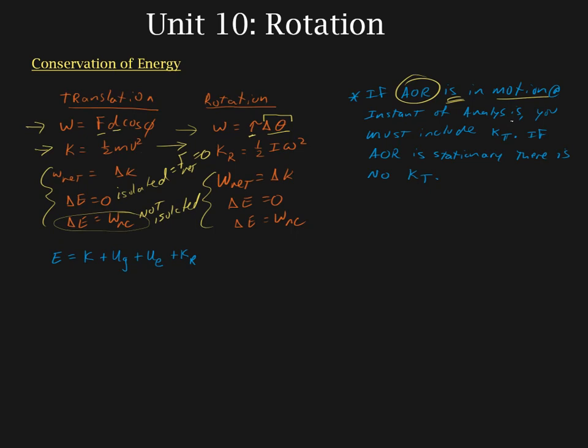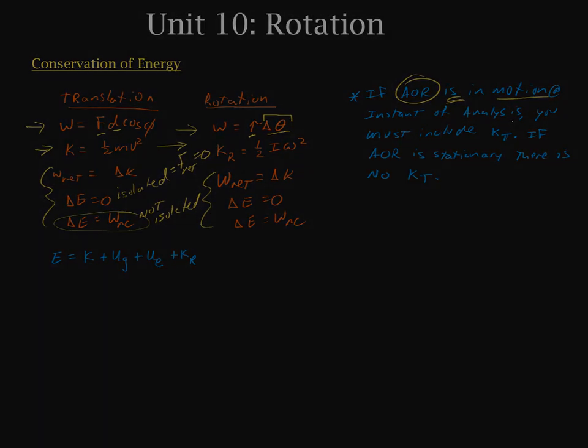So if the axis of rotation is in motion at the instant of your analysis, if you just take a picture and you say, what's moving in this picture? Then you must include translational kinetic energy. If the axis of rotation is stationary at that instant, then there is no translational kinetic energy.